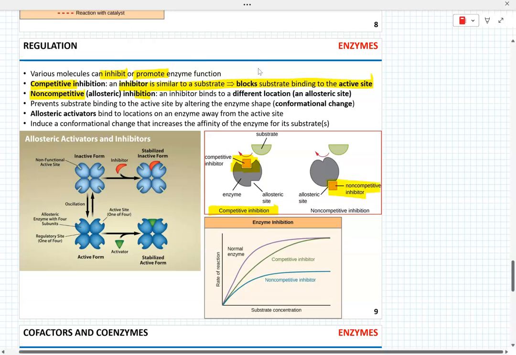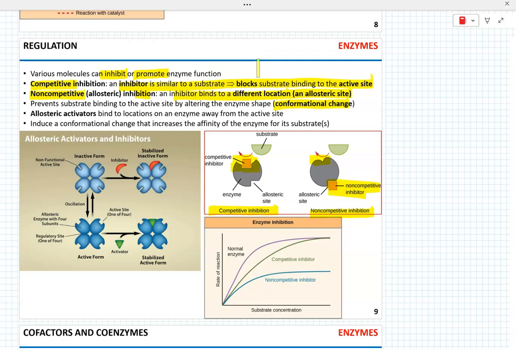In allosteric inhibition, or non-competitive inhibition, the inhibitor binds to a different location. The word allosteric almost literally means different location. So the inhibitor binds to the so-called allosteric site. That binding changes the shape of the active site, preventing the substrate from binding. This conformational change essentially doesn't let the substrate enter the active site.